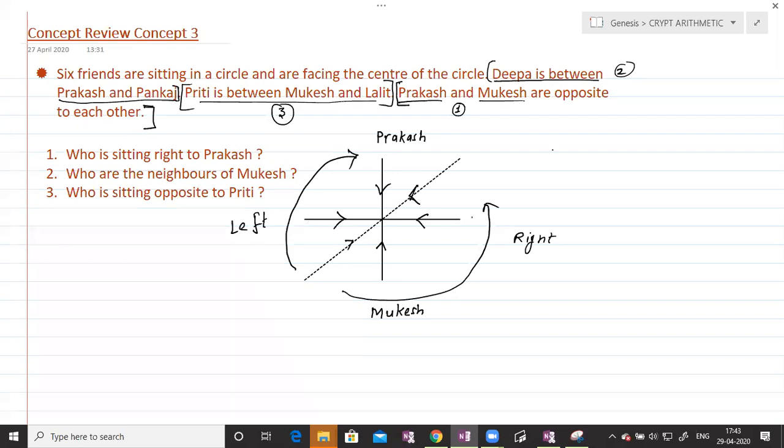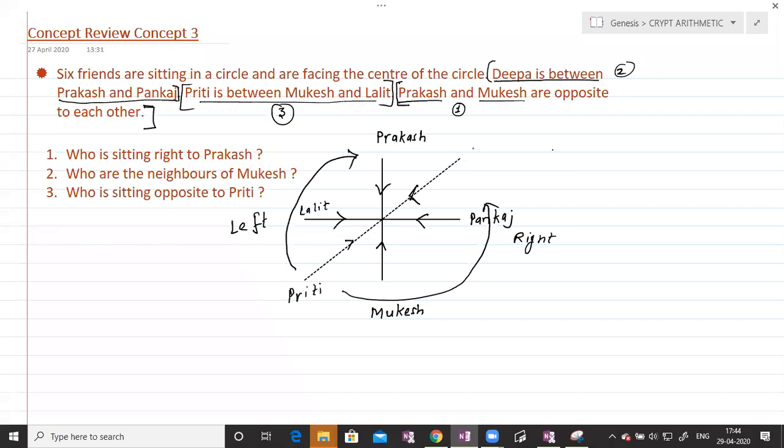Let's say Pankaj is here. So no problem. I'm keeping Pankaj here. Pankaj can be here also, remember. So I'm blocking them now here. Next, Preeti is between Mukesh and Lalit. It means that Mukesh must be here. Preeti is between Mukesh and Lalit. Lalit must be here then. Right? It means Preeti must be here in between.